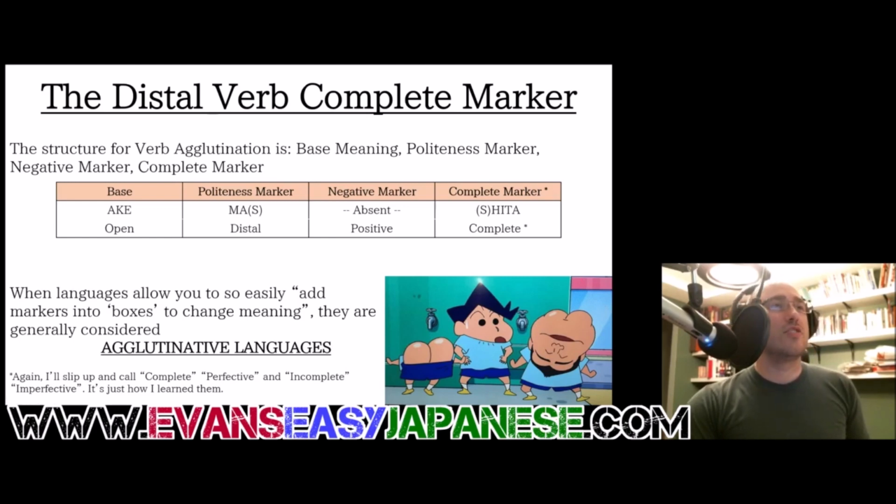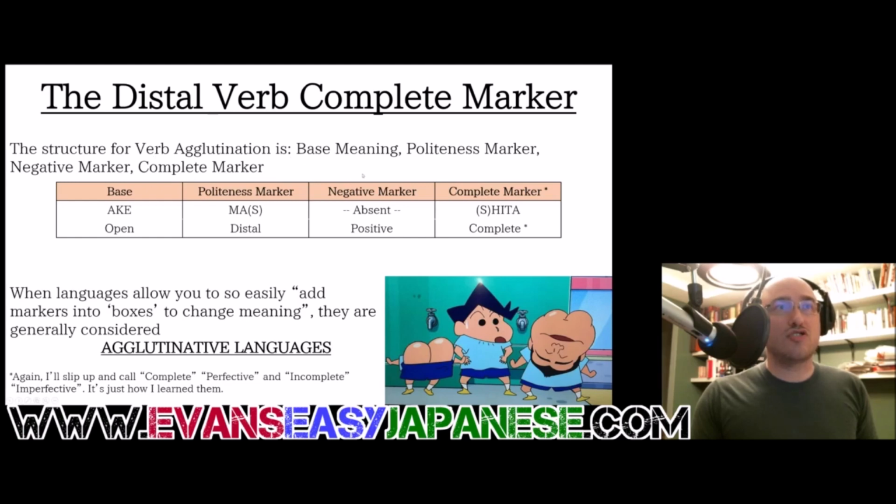All right, the distal verb complete marker. Let's show some agglutination. The structure for verb agglutination is we do the base meaning, the politeness marker, the negative marker, and the complete marker. So we have, for example, ake, to open. The politeness marker, we're entering a politeness marker of mas, distal. The negative marker, we're not putting it in. And the complete marker, shita, complete. So this is the order that you're going to be agglutinizing things: base, politeness marker, negative, complete. So the meaning, whether or not we're being polite to somebody, the negative, and then the complete.